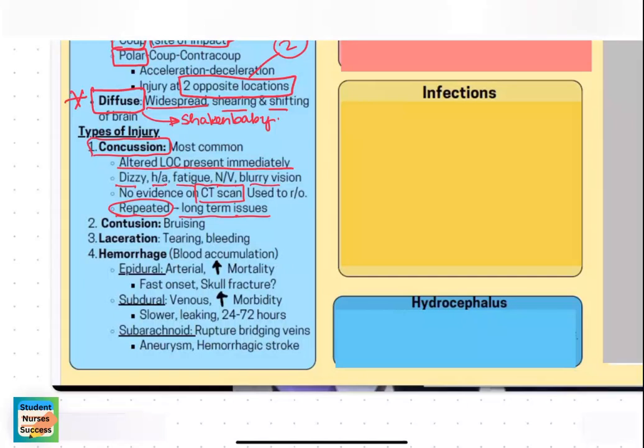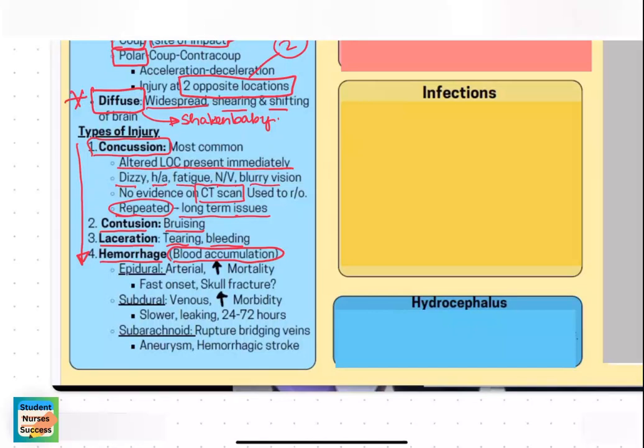The next thing we want to talk about is a contusion. A contusion would be a little bit more than a concussion, and we will actually see evidence on a CT scan of bruising of the brain, so that is worse. A laceration is worse. These actually get more significant as we move down this list. A laceration is some type of tearing or bleeding that we see in the brain from a head injury. And then the worst would be some type of hemorrhage in the brain, which is an accumulation of blood.